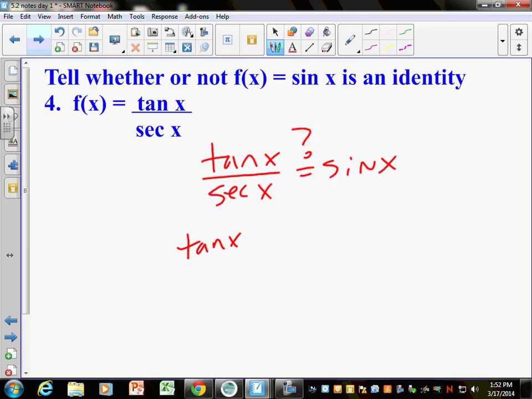Yeah. It's fine to write 1 over cosine, then you just flip it up. I'm just trying to make it not a complex fraction. Whenever I see a trig function on the bottom, I know I can bring it up and make it the reciprocal. What else could I do? What is tangent the same as?